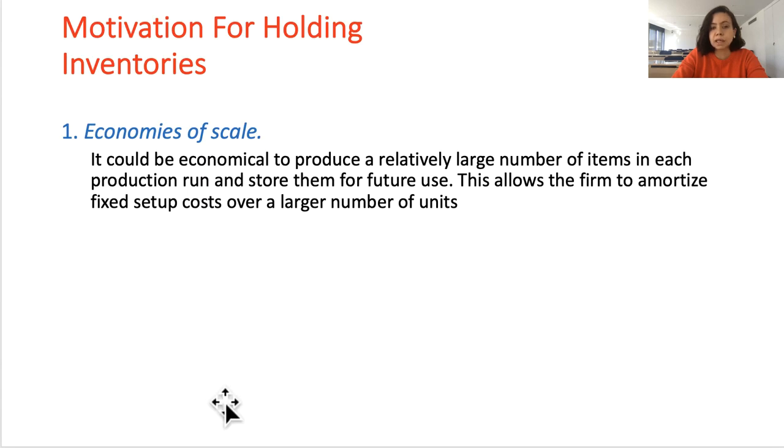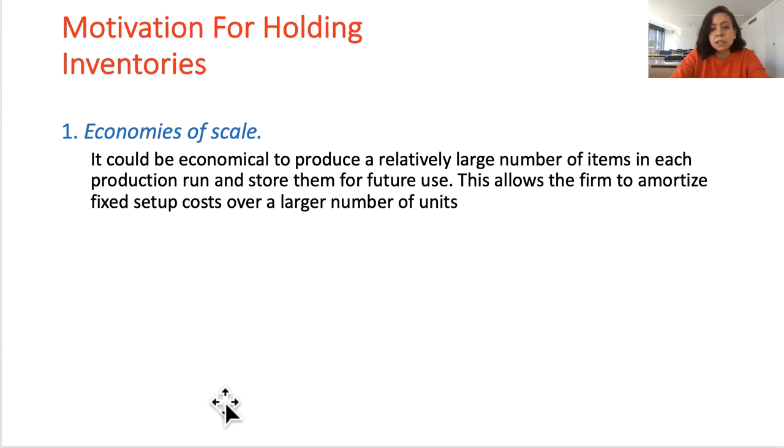Firstly, economies of scale. It could be more economical to produce a relatively large number of items in each production run and store them for future use. Why? Companies produce different types of products, and after producing a certain type of product, to be able to produce the new type of product, the company must reconfigure the production line and also recalibrate the machines. And as you would guess, the company must invest substantial time and money in these setups.